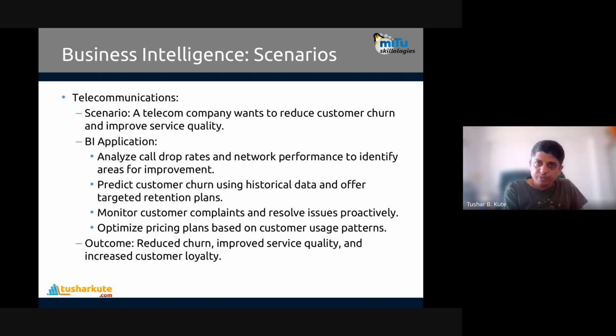And within that, what outcomes are possible? Reducing churn. When customers are changing from one company to another company, we should reduce it as much as possible. Then we can have improved service quality and increased customer loyalty. Outcomes are there. And definitely when any company is accomplishing this task, they become more and more popular.